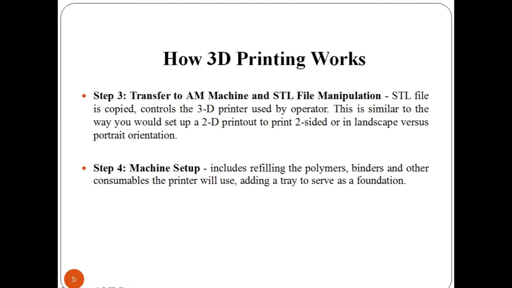A user copies the STL file to the computer that controls the 3D printer. There, the user can designate the size and orientation for printing. This is similar to the way you would set up a 2D printout to print two-sided, or in landscape versus portrait orientation. After this, the machine setup function is to be done.